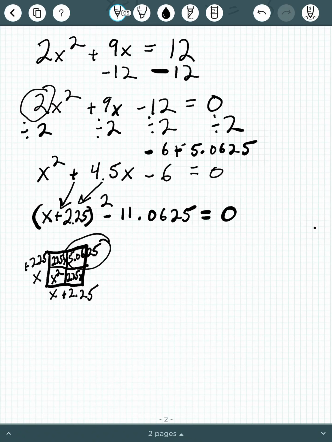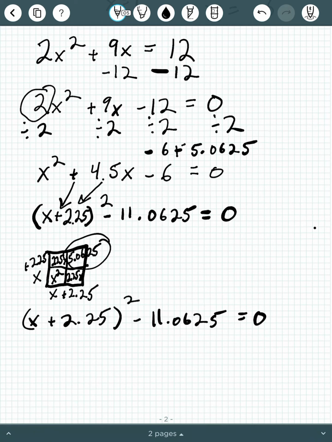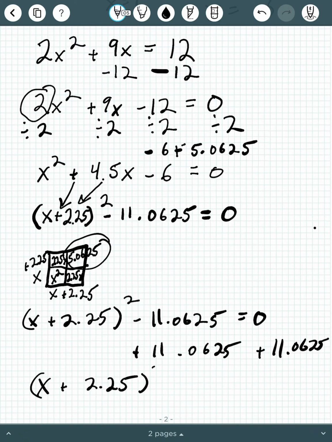All right. So we've got our completed square. It's still equal to 0. Now we can solve this equation the same way that we've done the other ones. So if I write it again, x plus 2.25 squared minus 11.0625 is equal to 0. I can start out by adding that to each side, so let's do that. And then we'll see x plus 2.25 squared is equal to 11.0625.